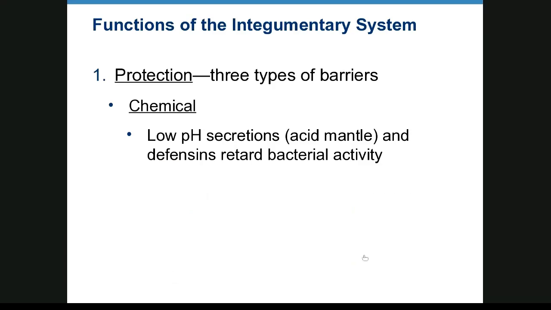Okay, functions of the integument. Protection of the things under the integument. First, we have a chemical thing, low pH. Now, a mantle is a cape worn in the 17th century. You wrap it around you to keep you protected. So they're thinking of the skin as a protective mantle or cape. And it has acidity that retards bacterial activity, also defenses. So low pH. And that's why good quality or even mediocre quality shampoos are going to be low pH, because if you use an alkaline pH on your skin, it's going to irritate and damage it.